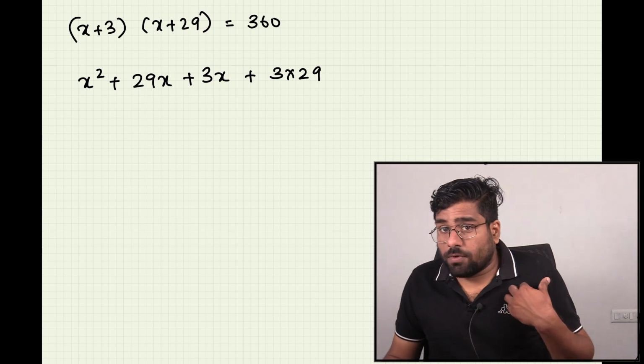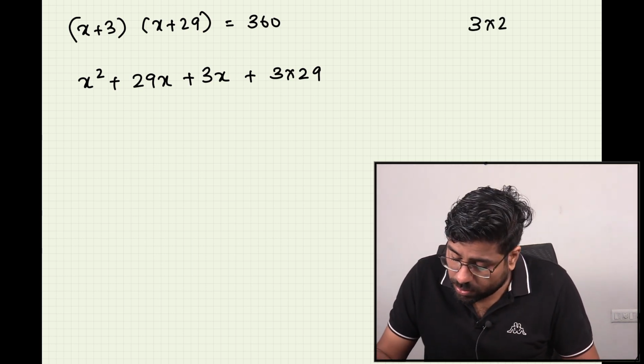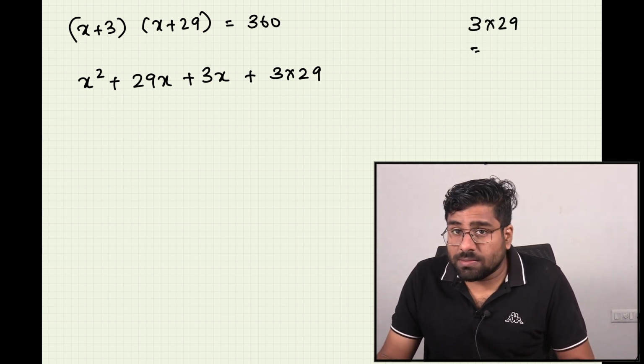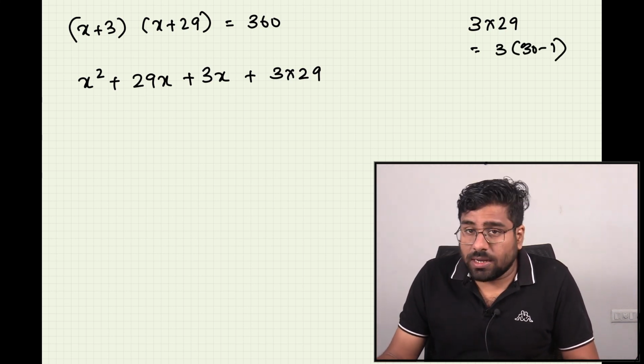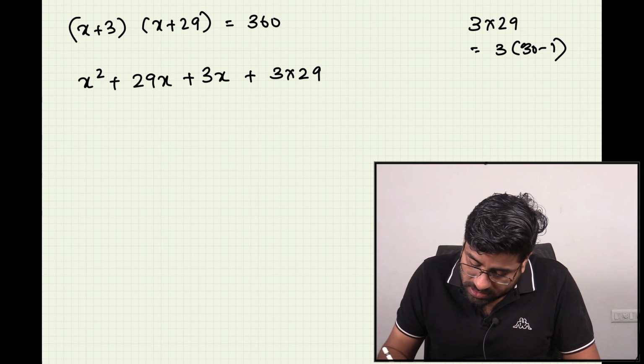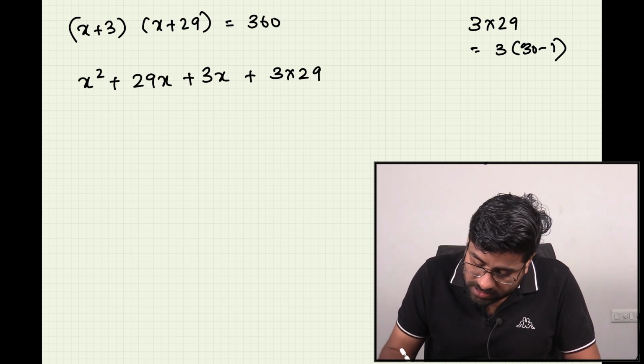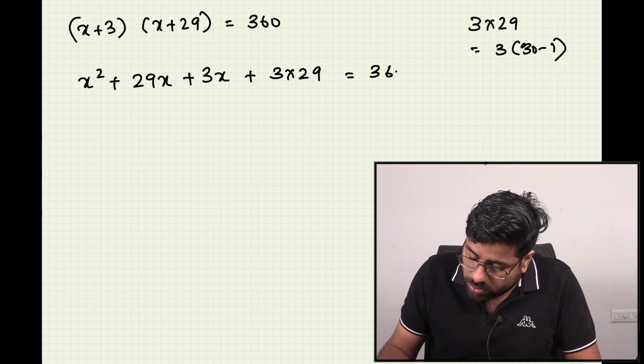Yes, I have already taught you the techniques. So 3 into 29 is going to be 90 minus 3. How did I get it? 3 into 30 minus 1, which is 90 minus 3, which is equal to 87. So I'll replace this here with 87. The next, so it is equal to 360.